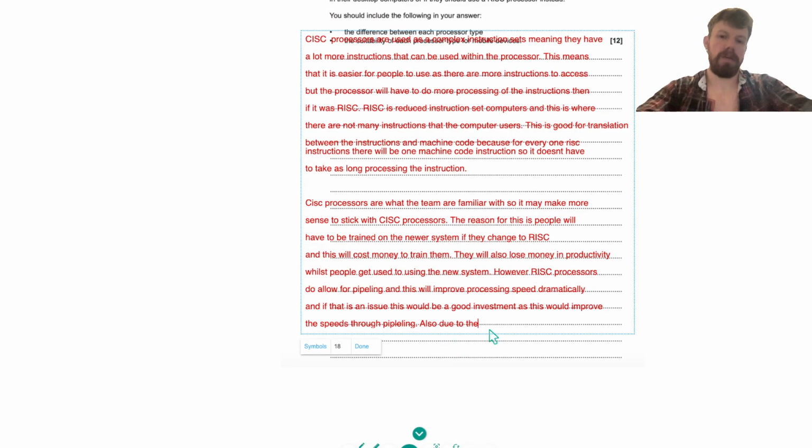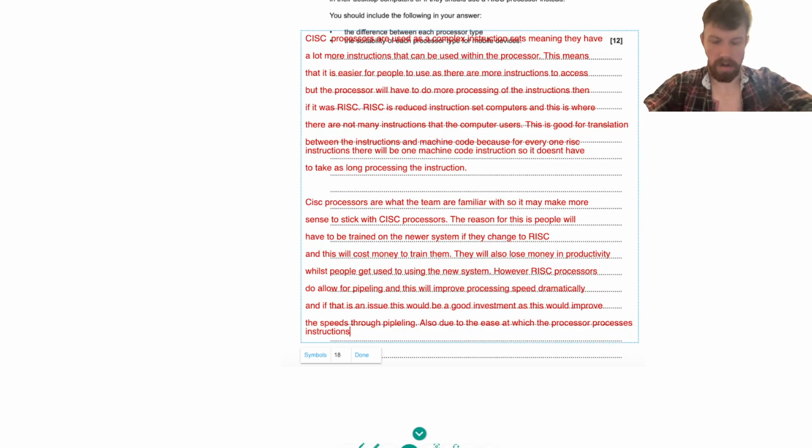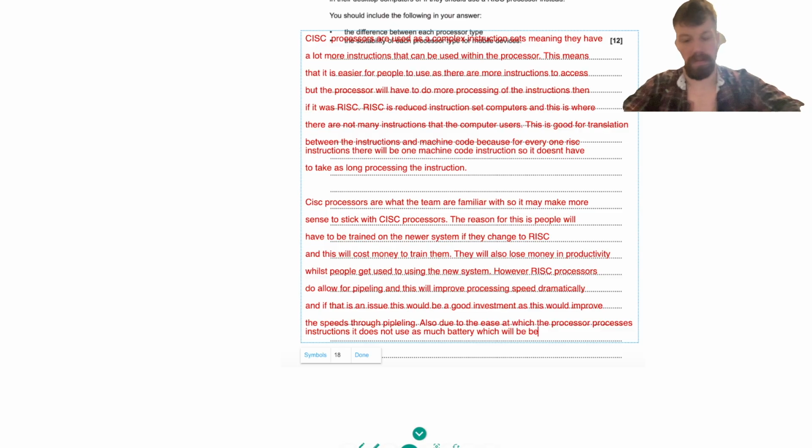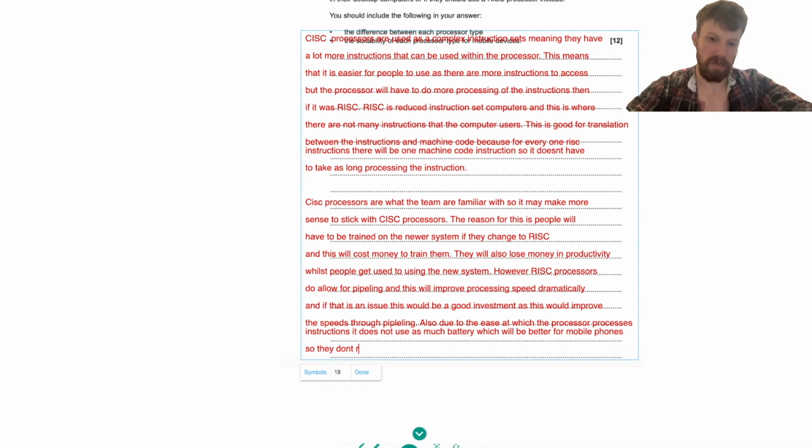Also, due to the pipelining, due to the ease at which the processor processes instructions, it does not use as much battery, which will be better for mobile phones, so they don't run out of charge as much.